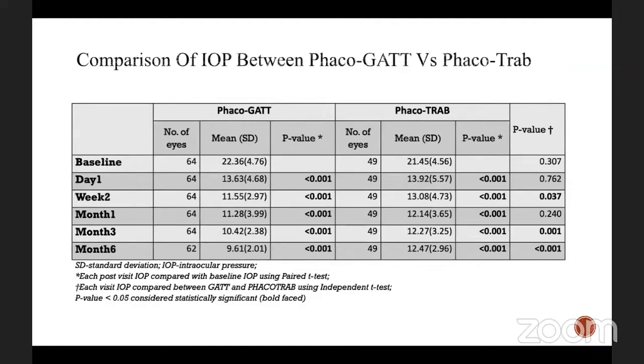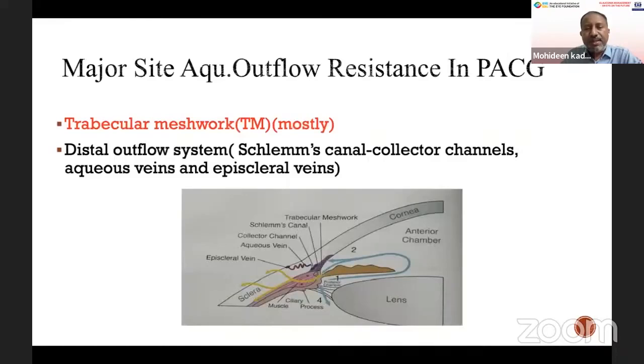Yeah. Look at the IOP control. The FACO-GAD is around 6.91% in the 6-month follow-up. There is 12.4% in the FACO cases. So excellent IOP reduction. I think the major obstruction, especially in ankylosing glaucoma, is the trabecular meshwork. Once you go past the trabecular meshwork, the distal outflow system is very good, especially in ankylosing glaucoma: Schlemm's canal, collector channels, aqueous veins, episcleral veins intact. Then your IOP, we have very good results in PACG cases.